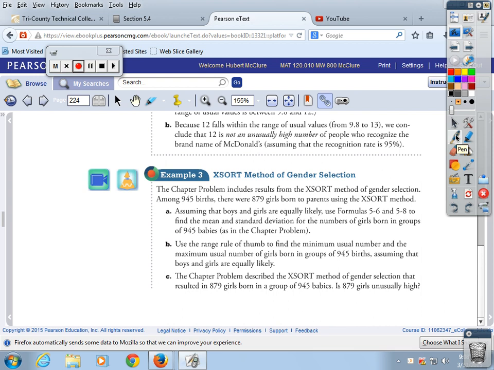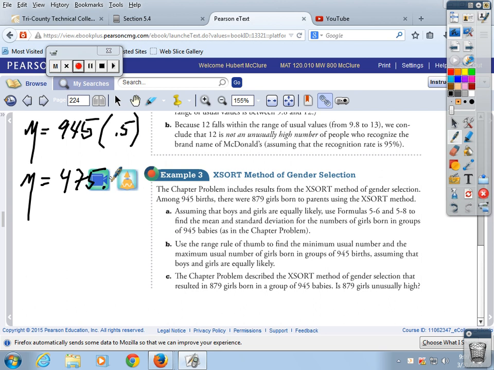So the mean is equal to 945 times 0.5. Well, half of 900 is 450, and then half of 45 is 22.5. So 22.5 and 450 is 472.5. So that's your mean, 473.